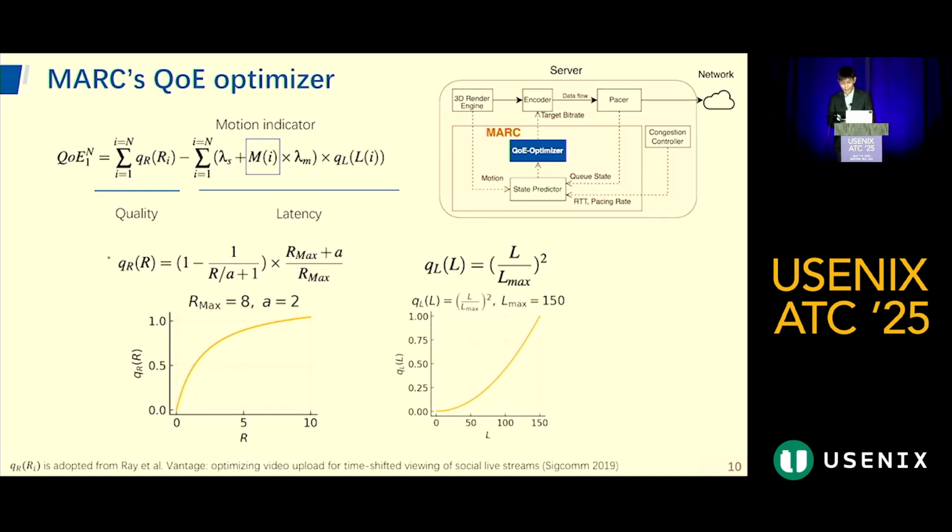Our quality and latency functions themselves are designed to reflect user perception. For example, they capture the diminishing returns for higher bitrate. By formulating the problem this way, we can use stochastic optimization to find the best bitrate for each frame.